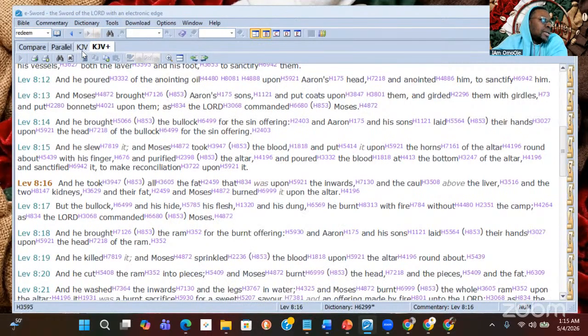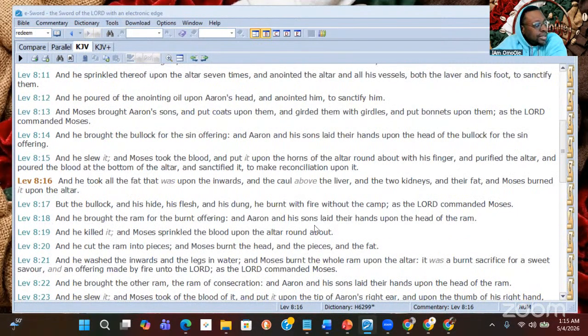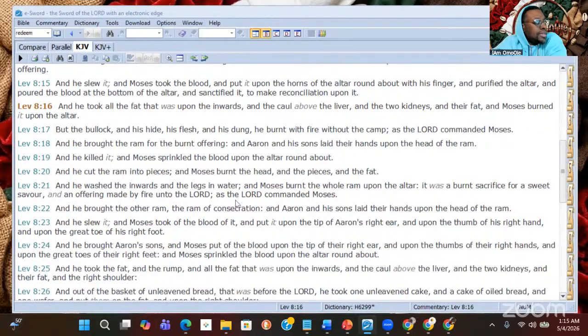Mizbayak. Zibek is sacrifice. And Mizbayak is altar. But the bullock and his hide, his flesh, and his dung, he burnt with fire without the camp, or outside the camp.